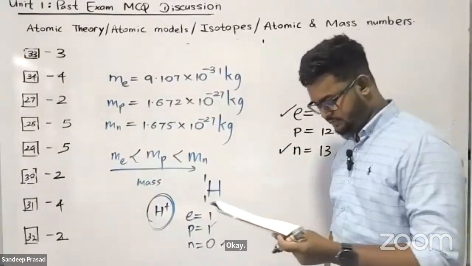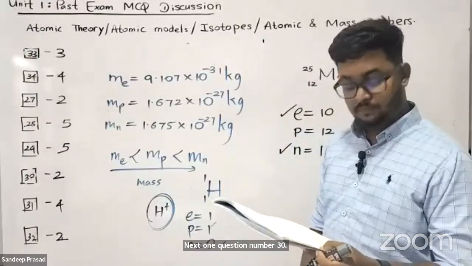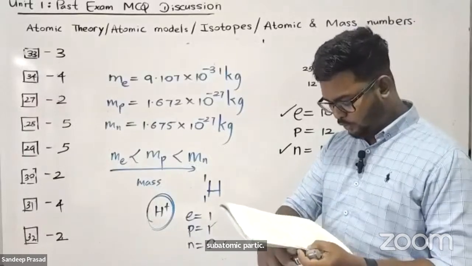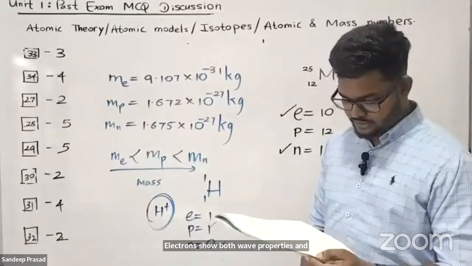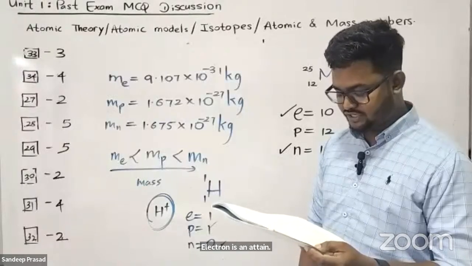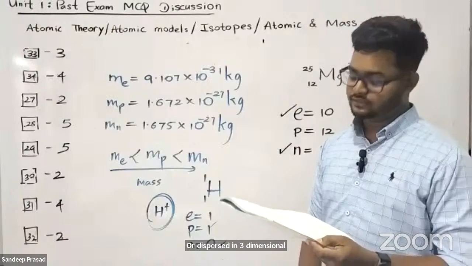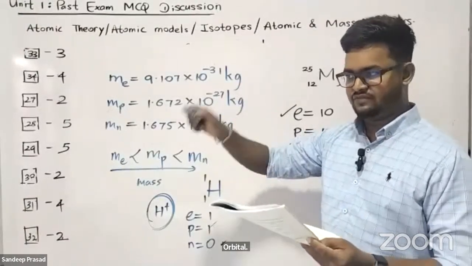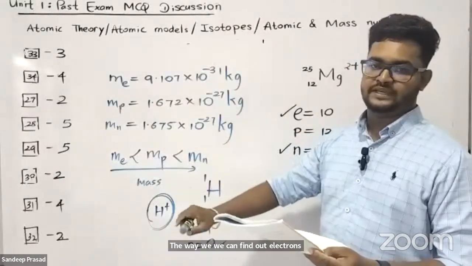Next one, question number 35. Which of the following statements is not true regarding subatomic particles? What do you think? Electrons show both wave properties and particle properties. Correct. Electrons in an atom are dispersed in three-dimensional regions of space around the nucleus referred to as orbitals. Correct. The region where we can find electrons with high probability in three-dimensional space is considered as an orbital.